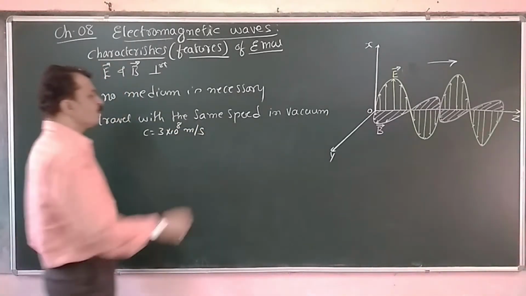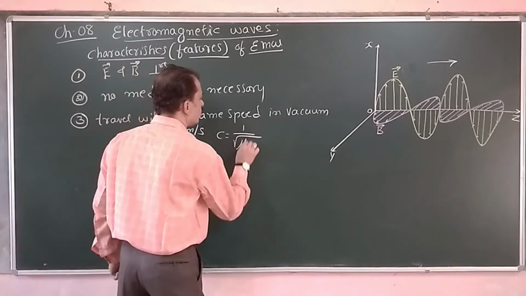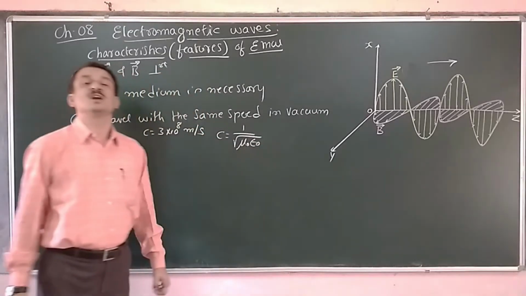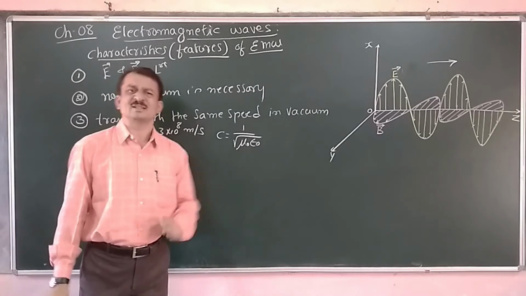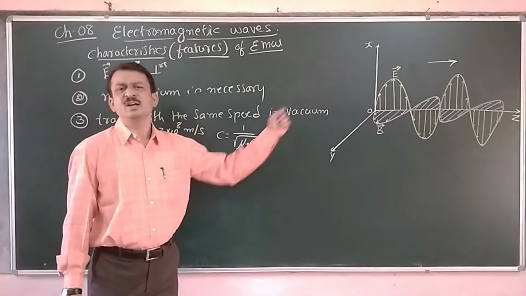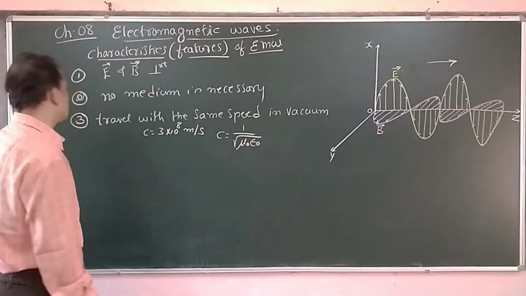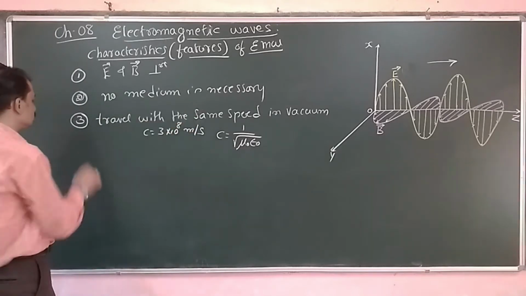And one more thing, the speed is given by 1 upon square root of mu naught into epsilon naught. Mu naught is the permeability of free space and epsilon naught is the permittivity of free space. That is the third property. All are traveling with the same speed in vacuum.